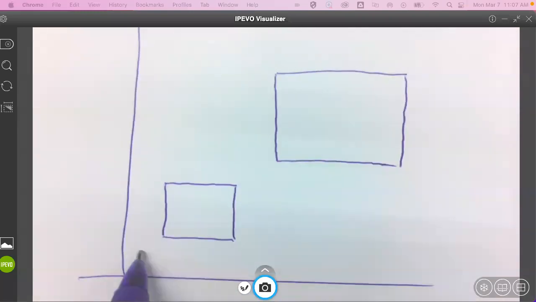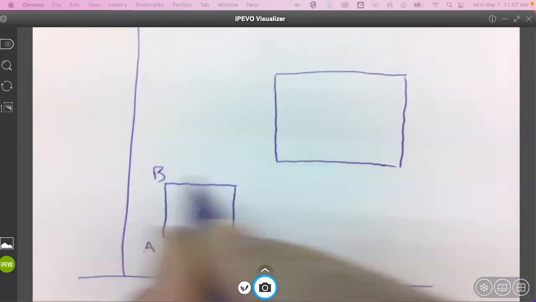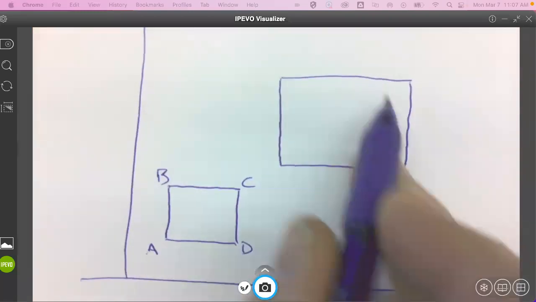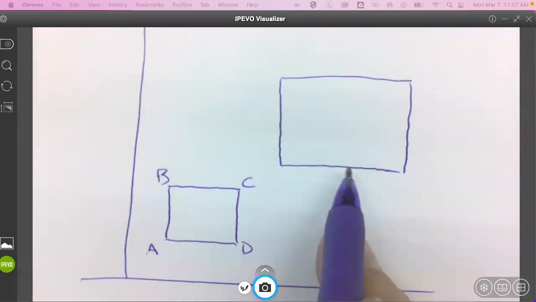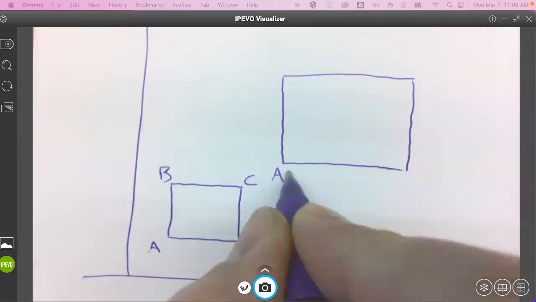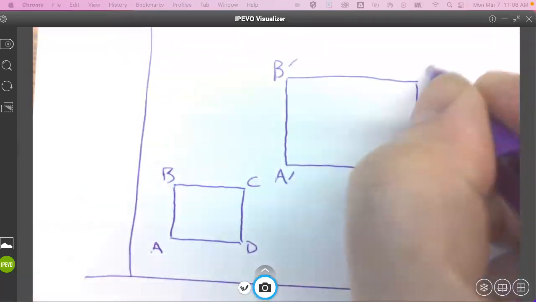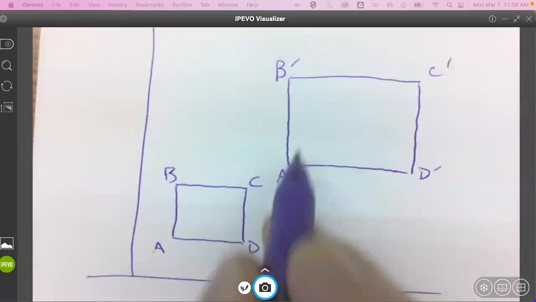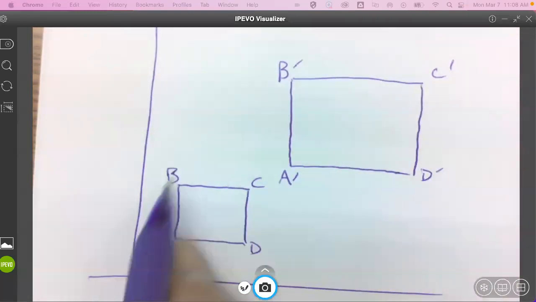So if I have, for instance, a quadrilateral A, B, C, D here, and another quadrilateral here, can you tell if this is an enlargement or a dilation or a reduction? What about if I do this? What if I call this A prime, B prime, C prime, and D prime? Right? Remember how when we put a prime symbol on it, that means it's a copy of the original?